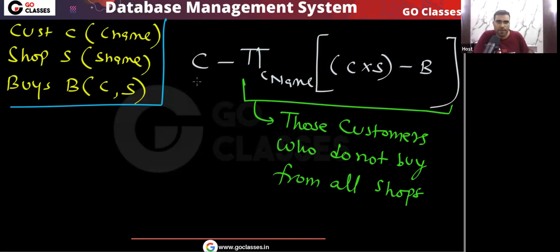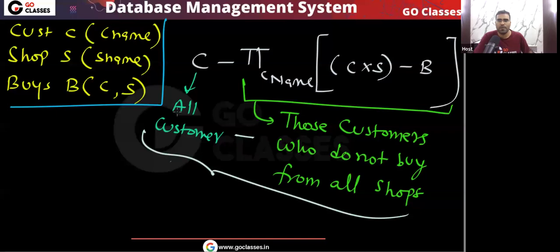Now you tell me, these are all the customers, because here you have all the customer names. This is your C. So all the customers. Now you tell me, from all customers, if I remove the customers who do not buy from all shops, what will I get? All customers minus those customers who do not buy from all shops.